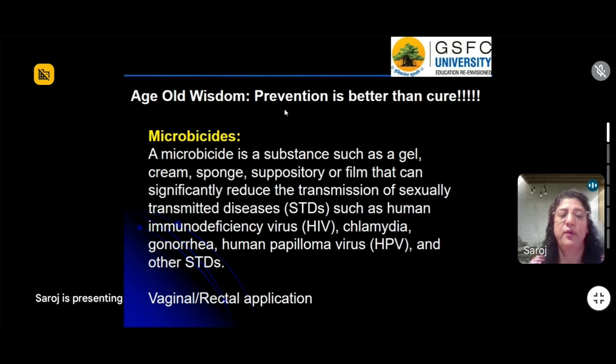that can be used for vaginal application, that can be used for rectal application, so that you have a very, very reduced chance of getting a sexually transmitted disease. It can be HIV, chlamydia, gonorrhea, HPV, or another sexually transmitted disease. So this is the preventive one: before sexual intercourse, you can apply this cream or gel, or use the suppository, and insert it in your vagina or your rectum.